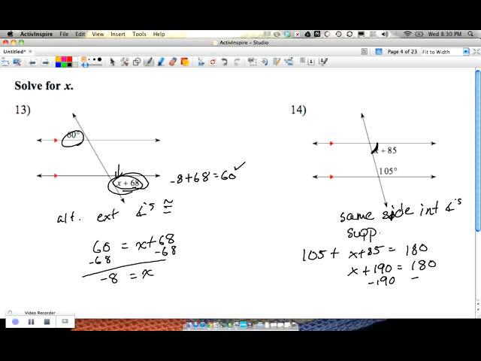So that means when I subtract 190 from each side, I'll get x equals negative 10. So that's, again, a negative answer for x. And that's all it's asking us to do up here, solve for x. But when I plug it back in, if I were to plug in negative 10 here, negative 10 plus 85, that indeed equals 75. It's a positive answer for our measure, so we're still okay.